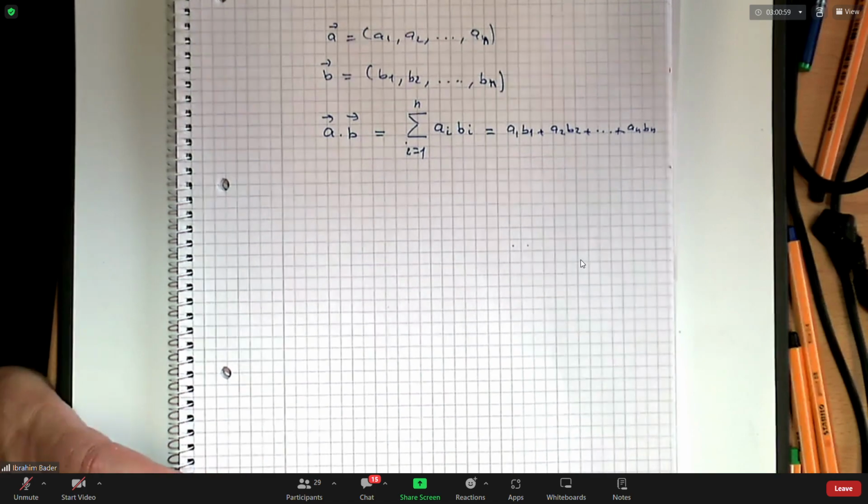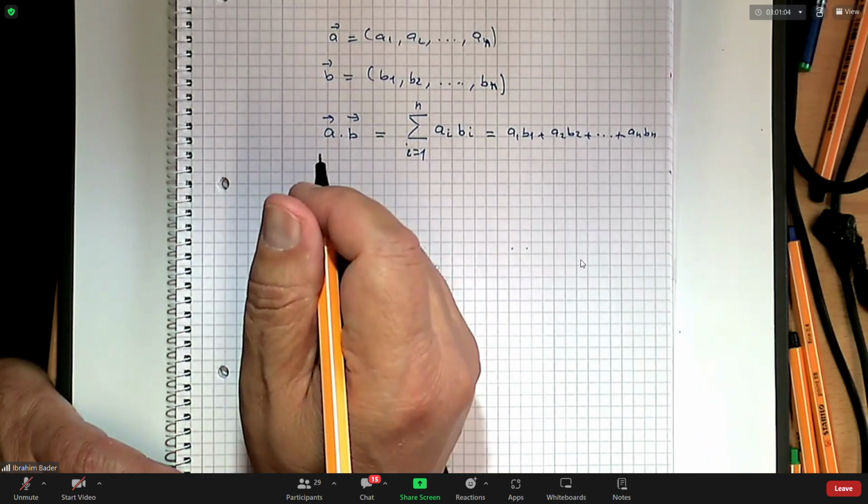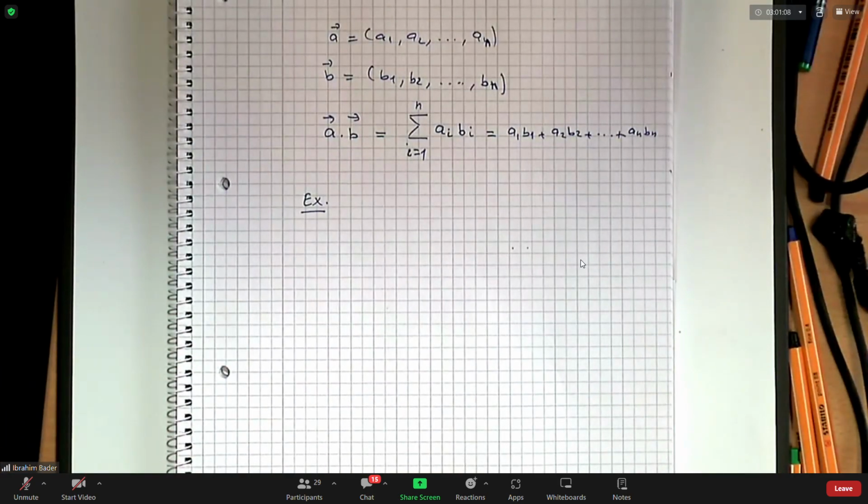Again here, let's take some example. I'm not going to start with multiplication of matrices today because it needs time. So we're going to repeat it next week anyway. Let me just give you a couple of examples just to make sure that you understand this.